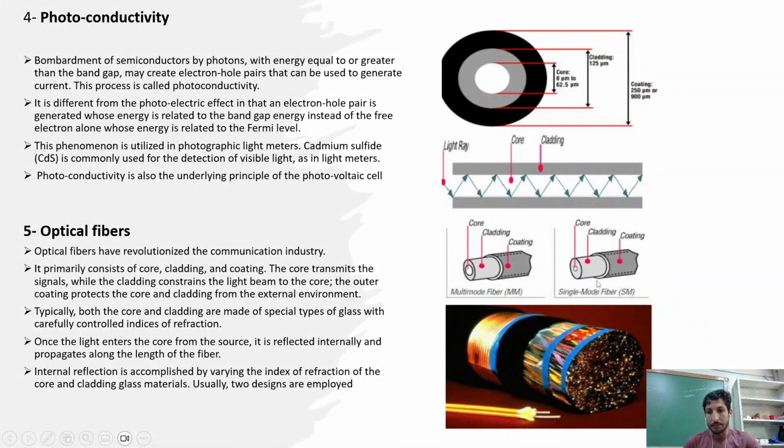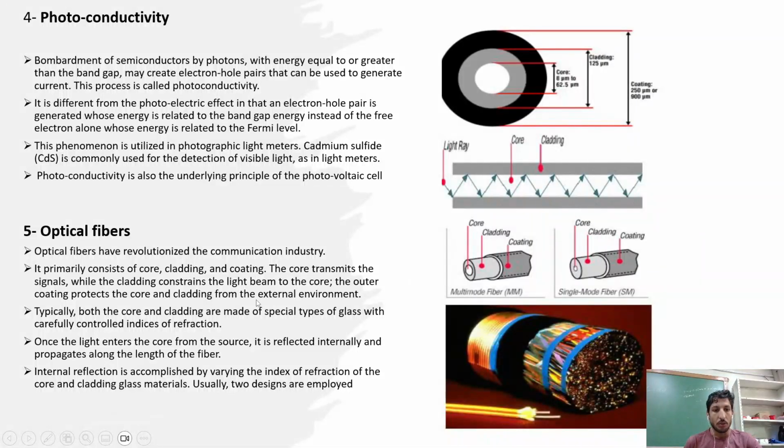This one is the multi-mode fiber and this one is the single mode fiber. For example, when light falls, it can move only in a single way, and in this case the light can fall in different ways. So the core transmits the signals while the cladding sends the light beam to the core.